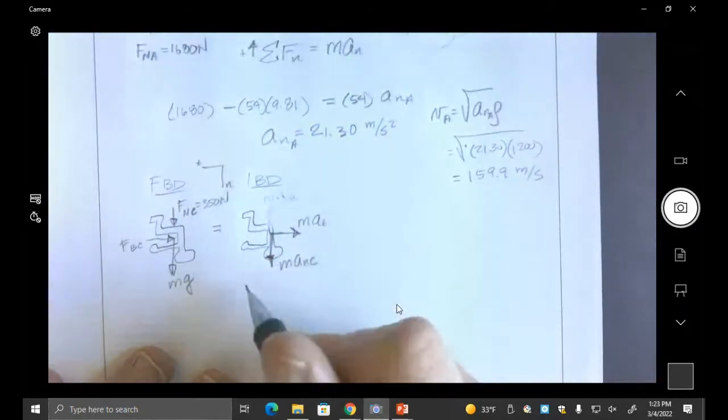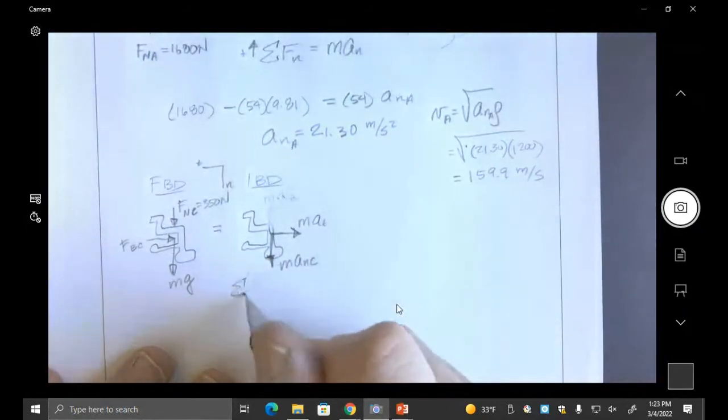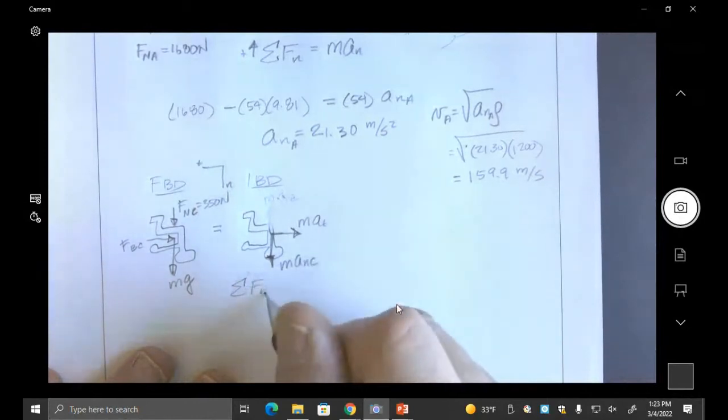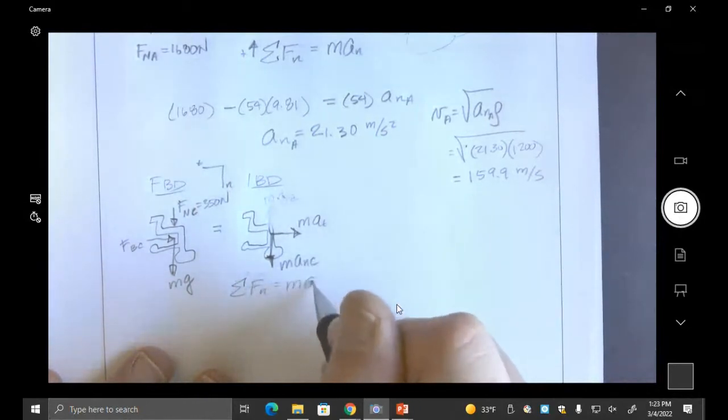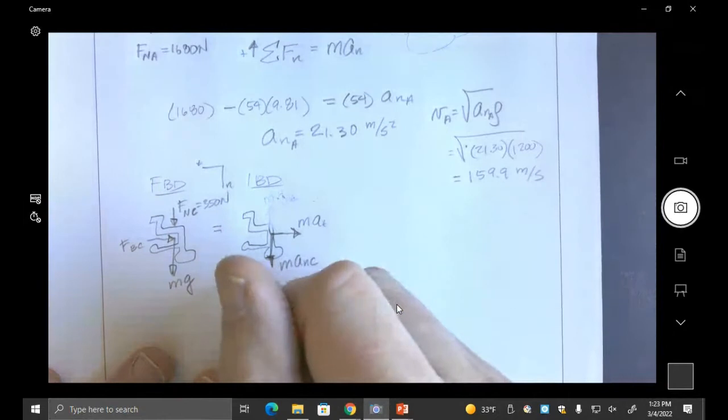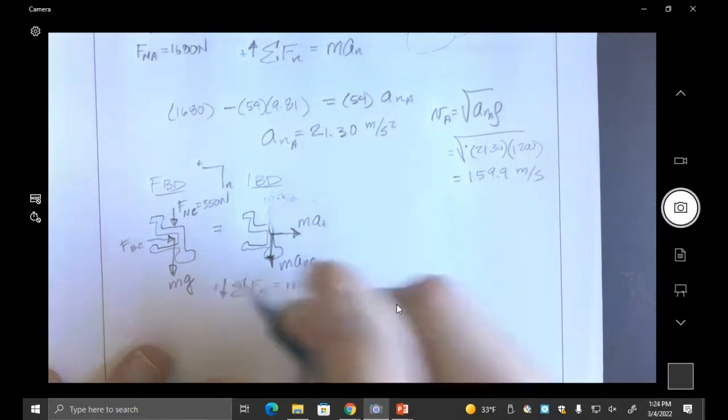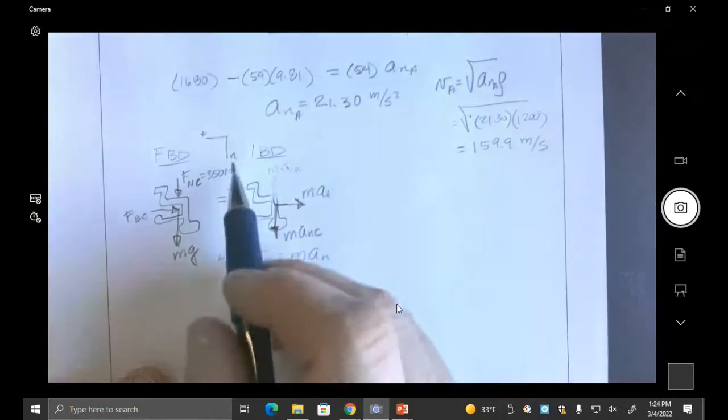Yeah, it's got to go towards the center. So sum of the forces, hopefully I would have caught myself, but man, you don't know. In this case, positive is that direction by way of this normal.